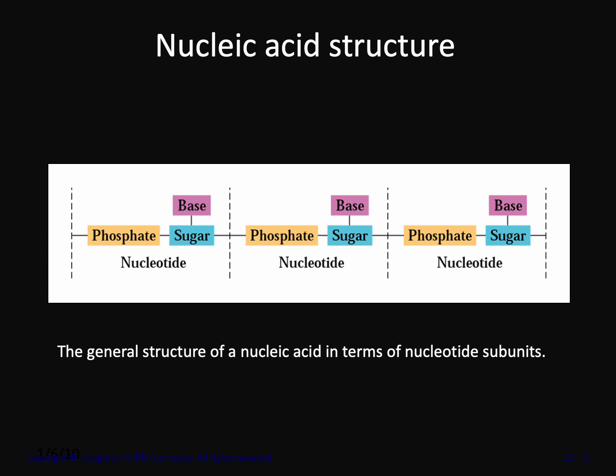Although we just talked about some differences between DNA and RNA, they do both share a very similar base structure. This is talking about both types of nucleic acid, DNA and RNA. We're talking about both of them when we're talking about this structure down here. They both share this general structure in terms of being built by these nucleotide subunits. Each of these is called a nucleotide.